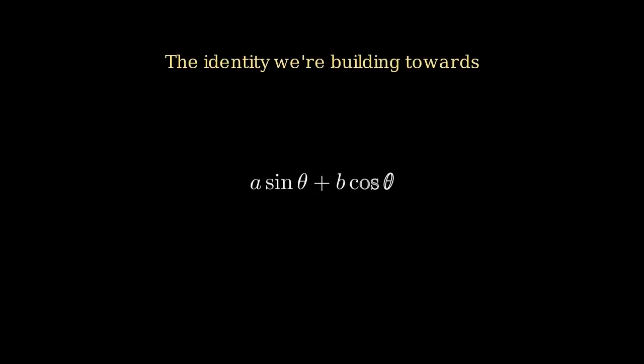Here's the identity we're building towards. a times sine of theta plus b times cosine of theta can always be rewritten as r times sin of, open bracket, theta plus alpha, close bracket. Same shape, just repackaged into one wave.